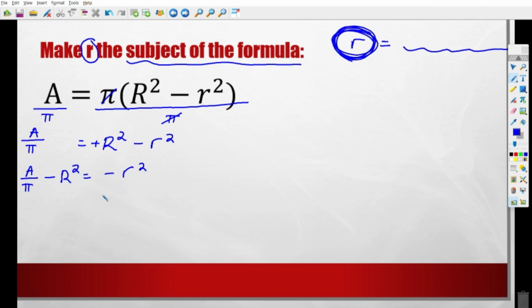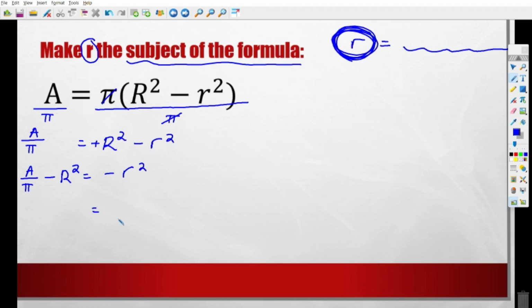Okay? Now, you always leave your exponents for last. Okay? So, what's the other thing that's happening to r? It's being multiplied by -1. How do I get rid of that? You divide by -1 on both sides.